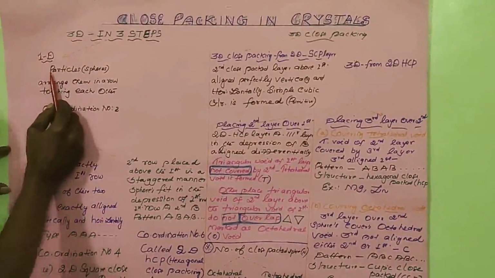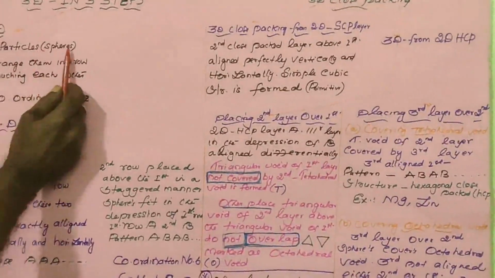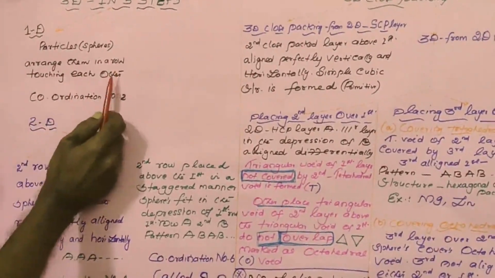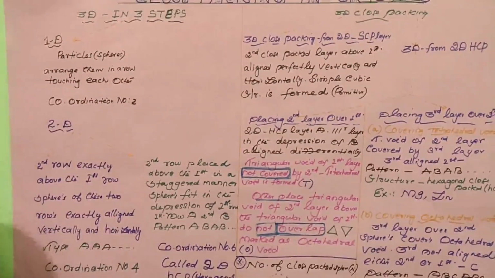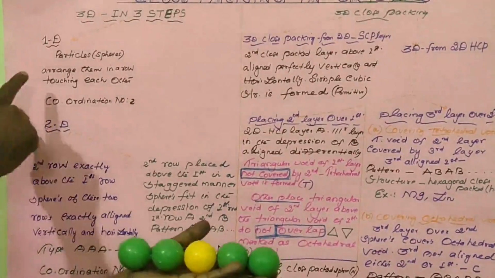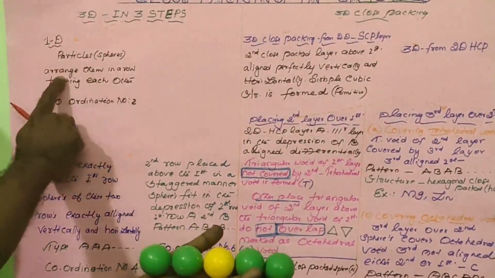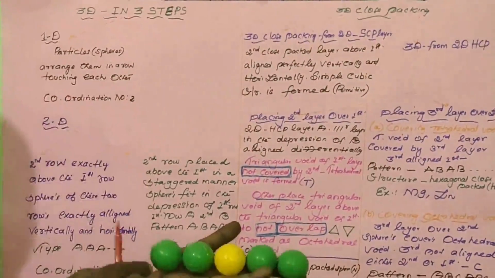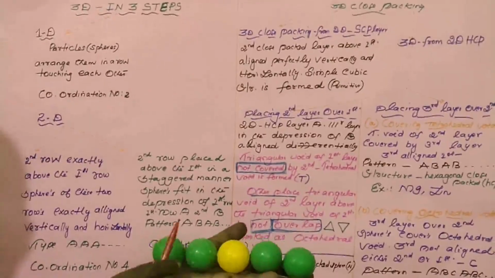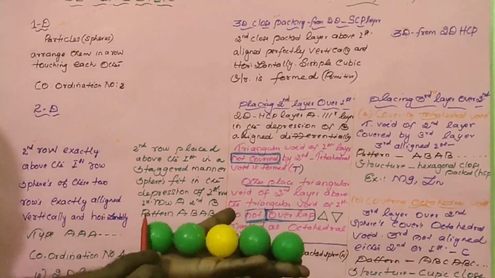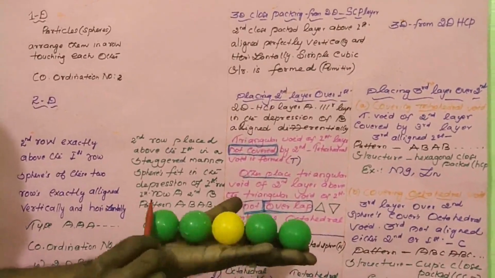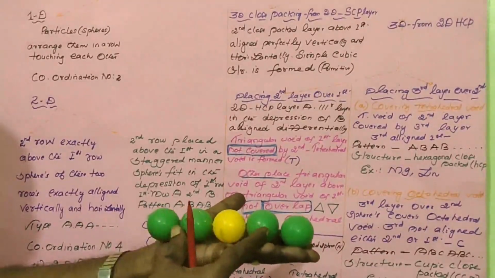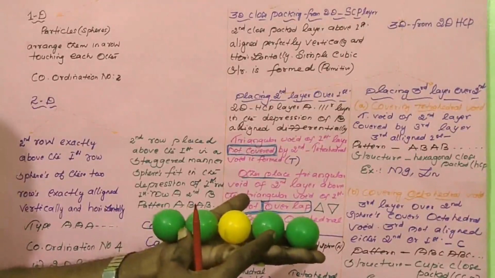First one, 1D: particles, here considered as spheres, are arranged in a row, touching each other. Each sphere is in contact with 2 other spheres. That is known as coordination number.